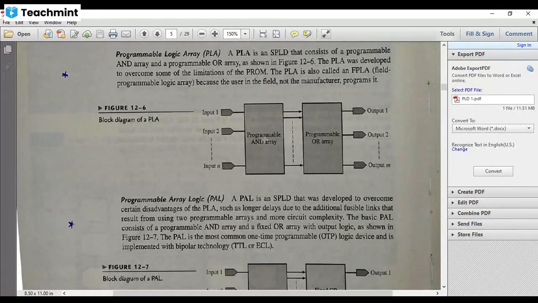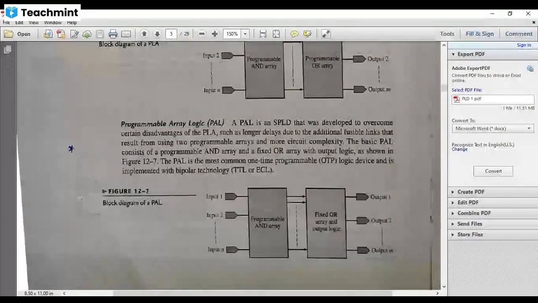A further limitation is that to blow all these links, the circuit we require has to be more complex. So the next, third one, is the programmable array logic. Now, when we consider the programmable array logic, the disadvantages of the programmable logic array are to be overcome by this programmable array logic.